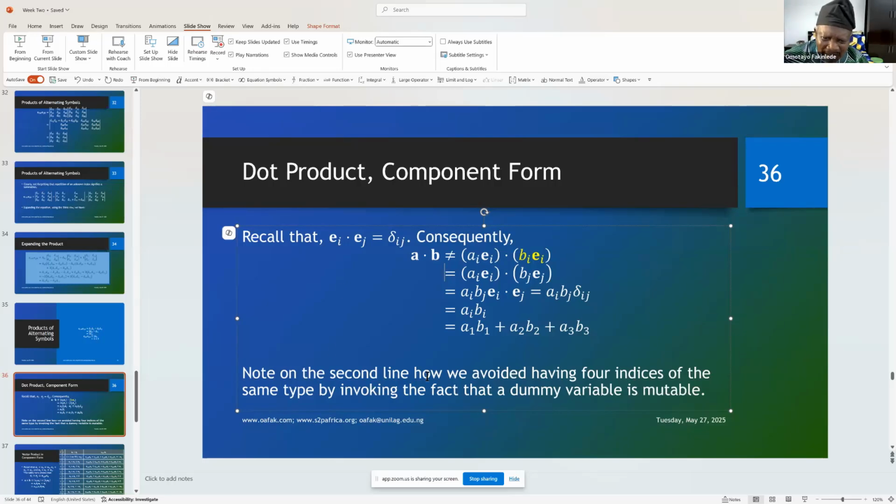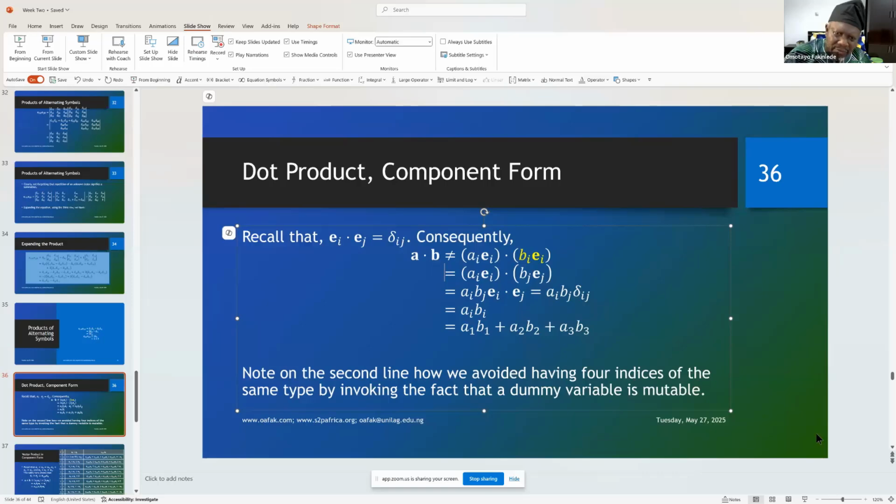Note on the second line how we avoided having 4 indices of the same type by invoking the fact that a dummy index is mutable. When you have an index that is mutable, if it has already been used twice in an expression, you do not use it again in that expression. Because all this will become an expression, because there's a product sign in them. You remember that anything that is joined by a product is still the same expression.